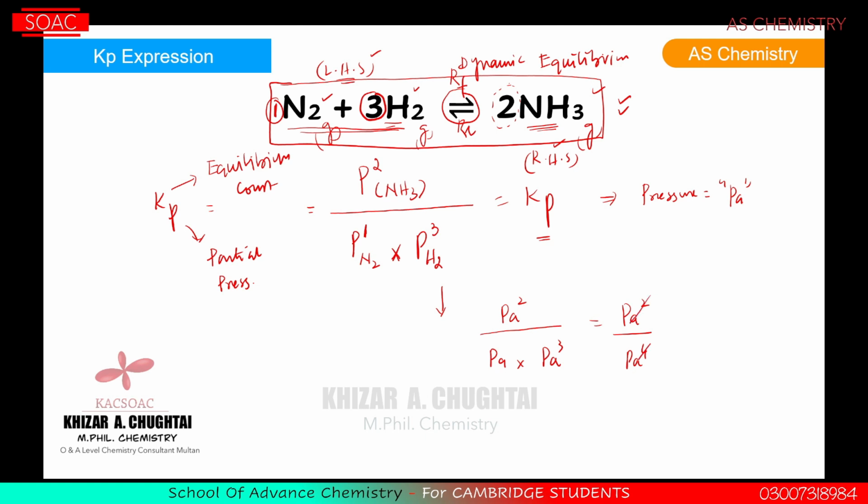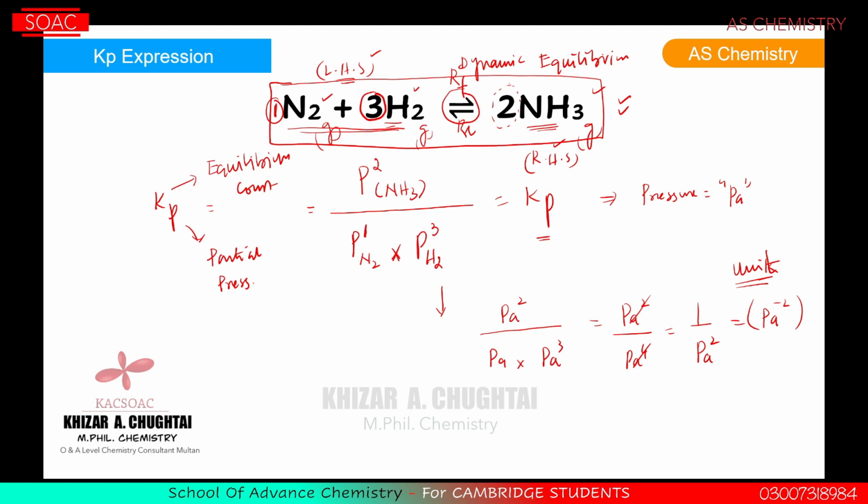So what is the overall answer? That is equal to 1 over Pascal squared, so I can write Pascal to the power minus 2. That is the unit of this Kp. It may sometimes have no unit, but at the moment its unit is Pascal raised to the power minus 2. Now, how to calculate the Kp numerically if the data is given?